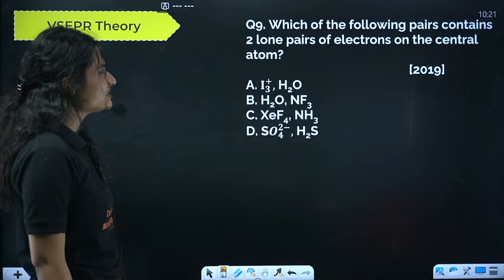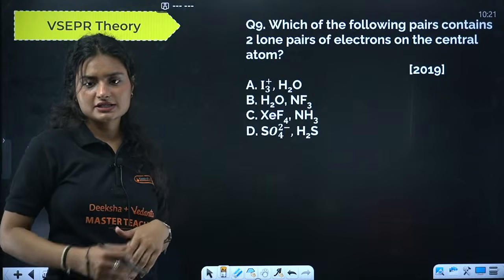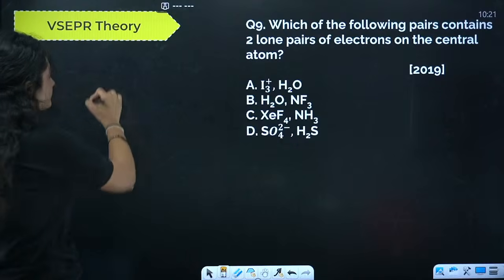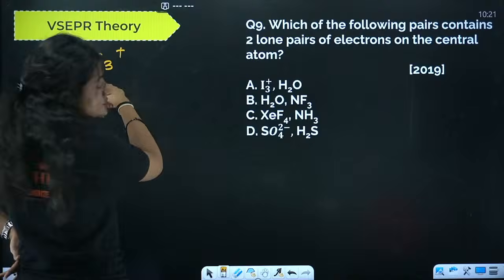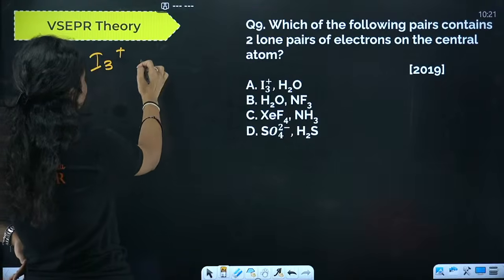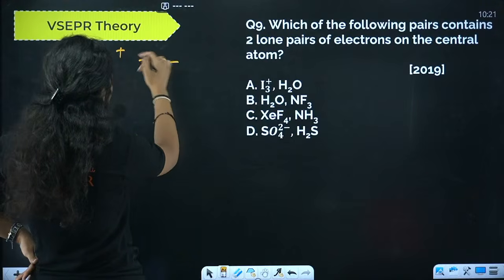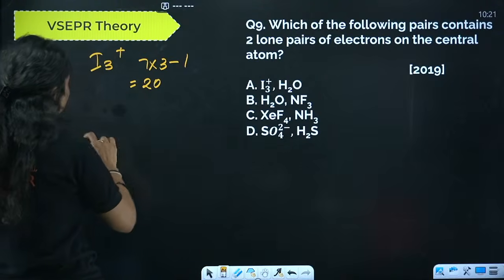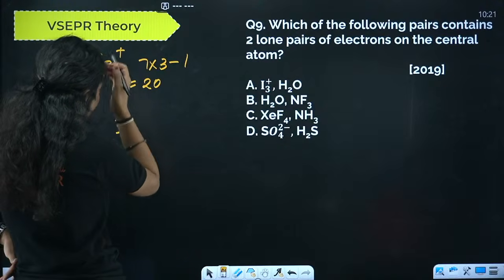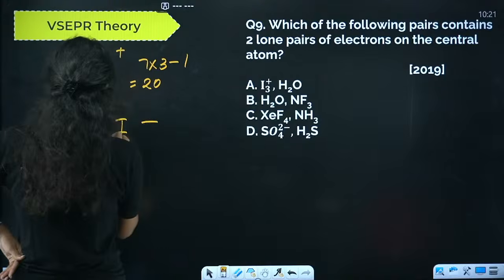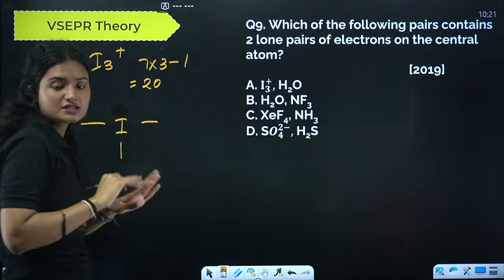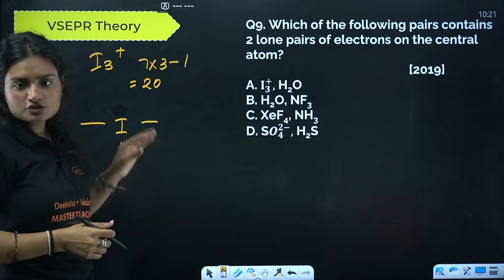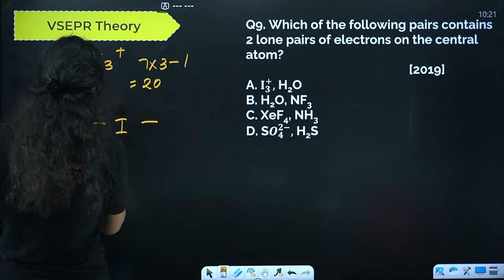Which of the following pair contains 2 lone pairs of electrons on the central atom? Let's start with I3 positive first. You had some doubt about Lewis structure, so we'll clear that here. I3 positive has how many electrons? 7 times 3 minus 1, that means 20 electrons, right? So how will these 20 electrons go? I'm just drawing a basic structure first, because Lewis structure doesn't tell about the shape, it tells about the electron dot structure only.